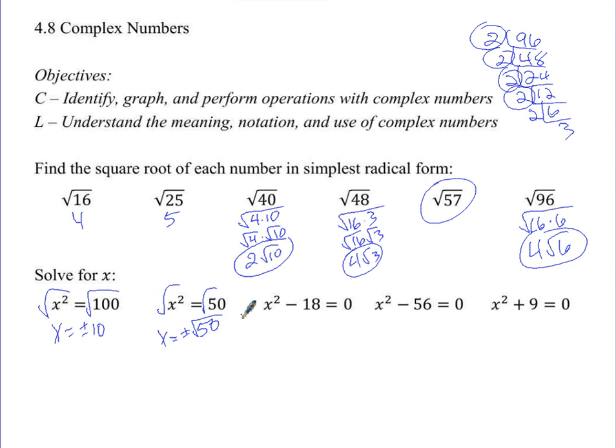That's not good enough. The square root of 50 simplifies. What's the biggest perfect square that's a factor of 50? 25 times 2, yeah. So we're going to have x equals plus or minus the square root of 25 times 2. And then the square root of 25 is 5. So I have x equals plus or minus 5 root 2.